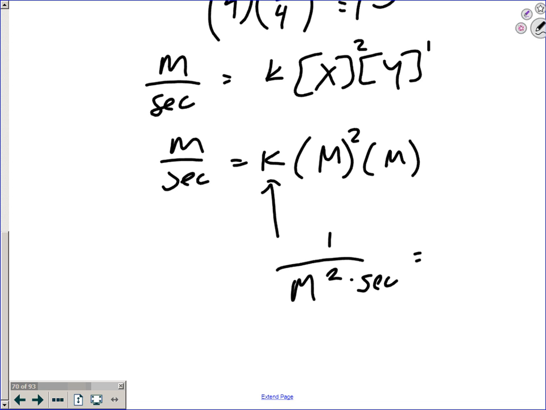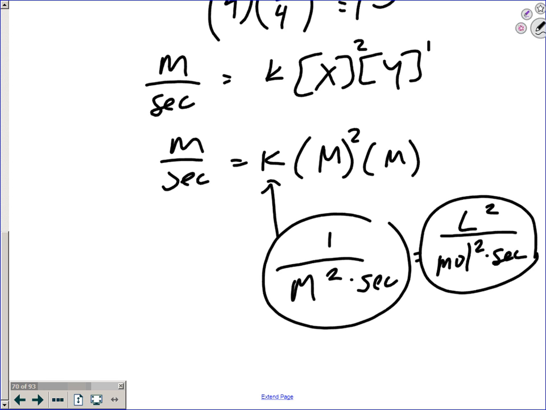How do I rewrite that, including liters and moles separately? Liters squared over moles squared per second, right? So this is the same as this, just making sure we're clear on how to determine that. So the units of K are not molar squared per second, and you need K to be molar to the -2.